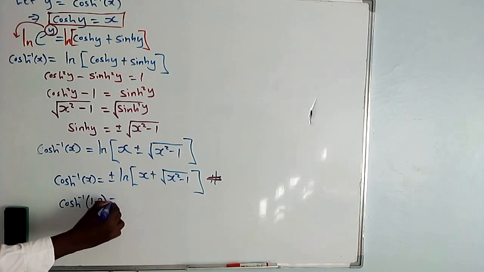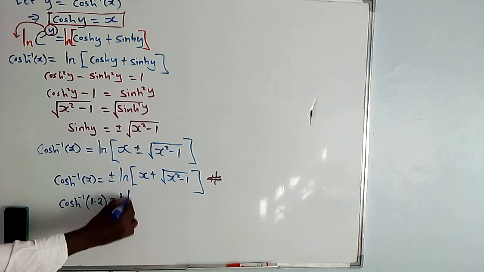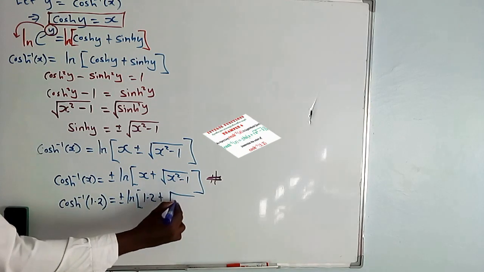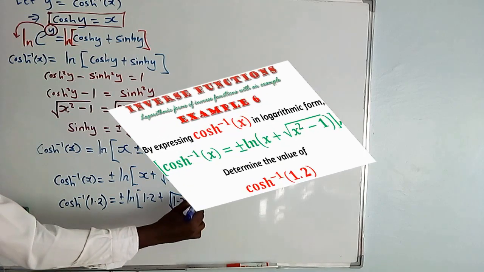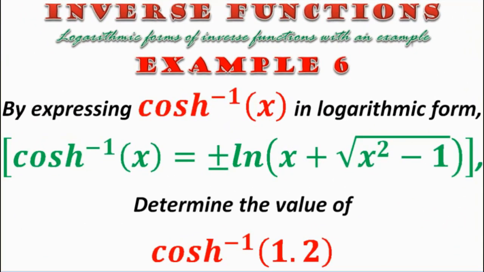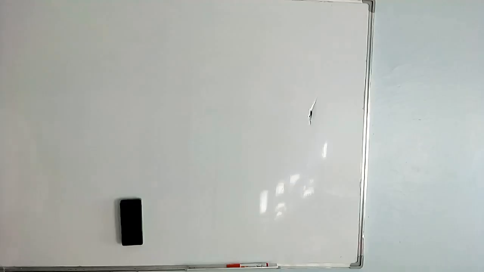is equal to plus or minus ln of 1.2 plus the square root of 1.2 squared minus 1. By expressing cos inverse of x in logarithmic form, determine the value of cos inverse of 1.2. So we want to express cos inverse of x in logarithmic form. That's the first thing, isn't it? So how do we express cos inverse of x in logarithmic form?